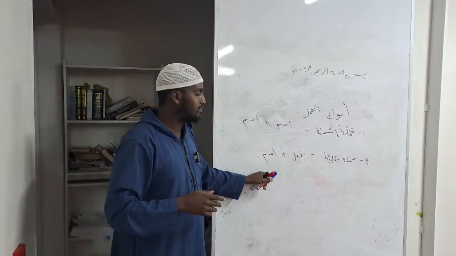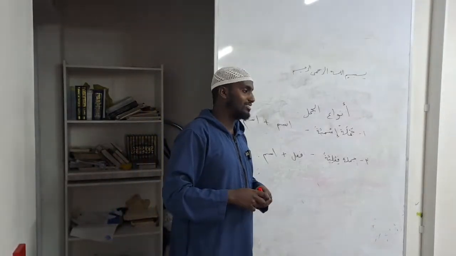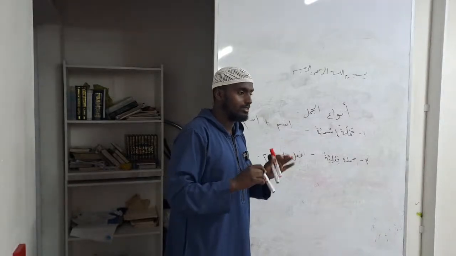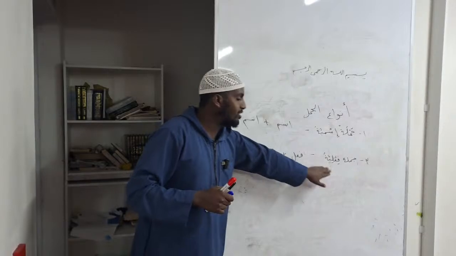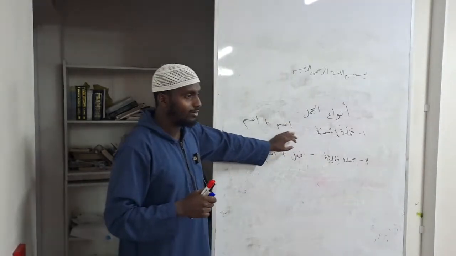There's an ism there and there's an ism there. So a sentence without the ism is not called a sentence. You can never get a sentence without the ism. Impossible in Arabic. It has to have an ism, whether it's a jumla ismiyah or a jumla fi'liyah. Because the jumla ismiyah starts with a noun.